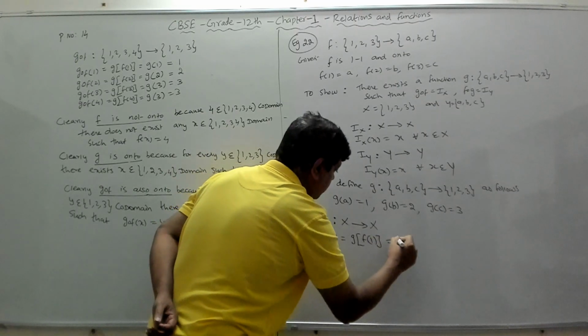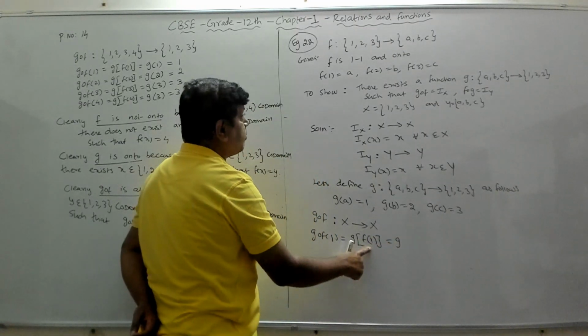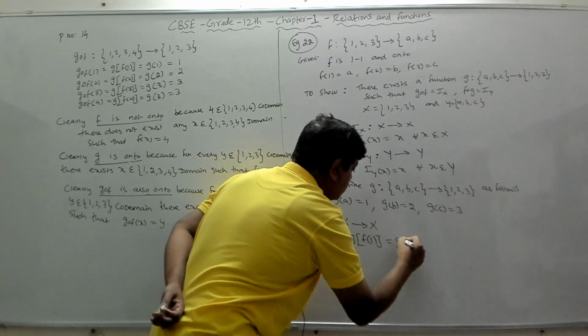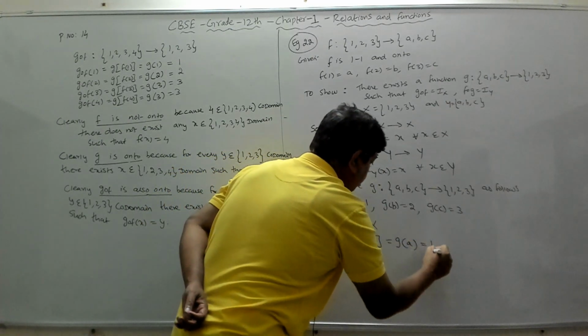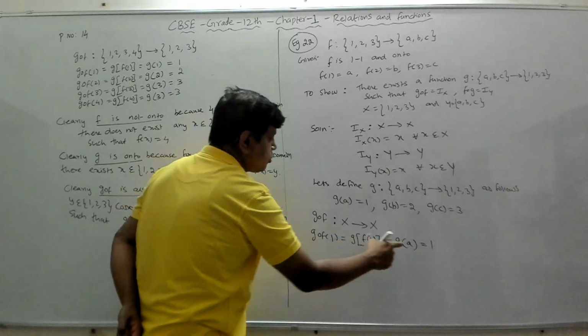So what is G of F of 1? What is F of 1? F of 1 is A. That is G of A. So what is G of A? G of A we defined as 1. So G of F of 1 is 1.